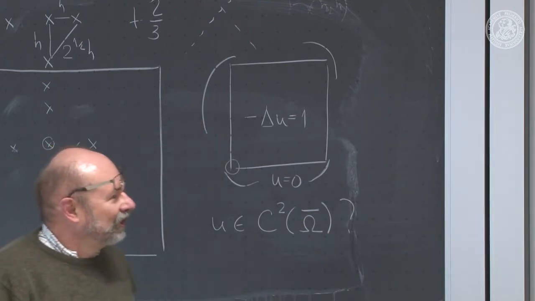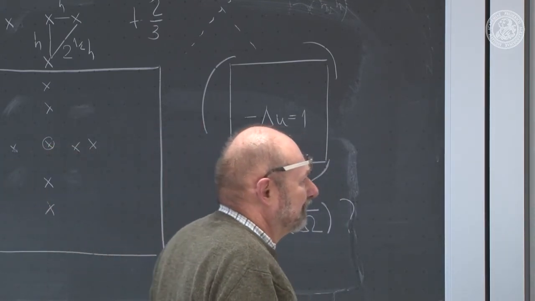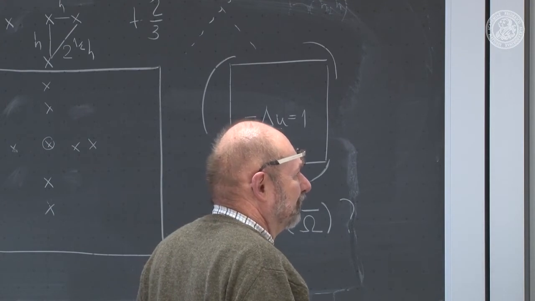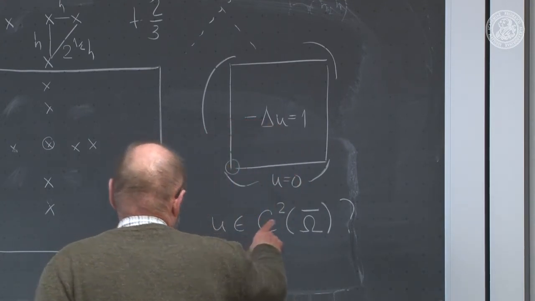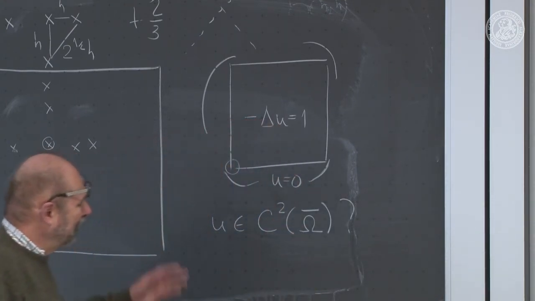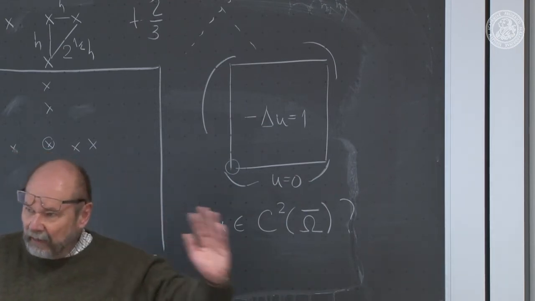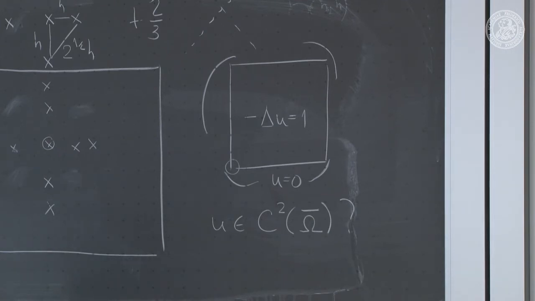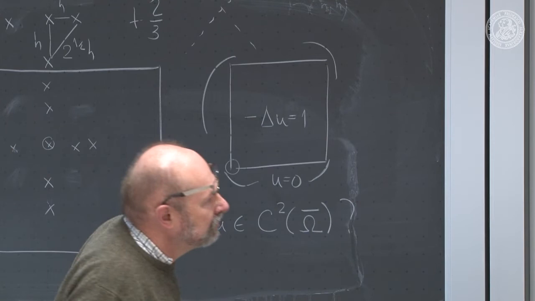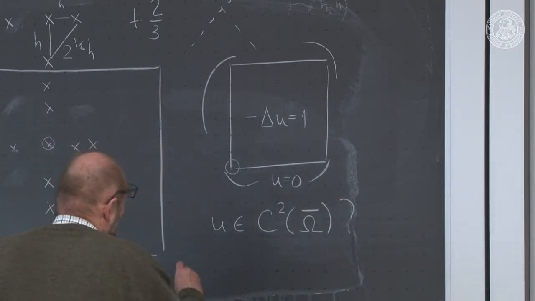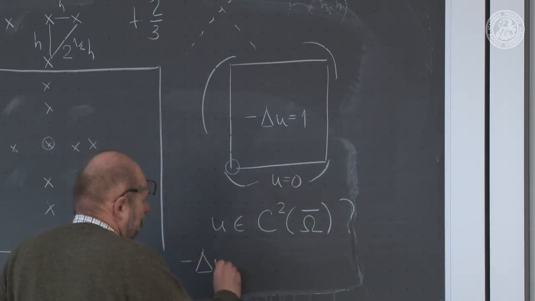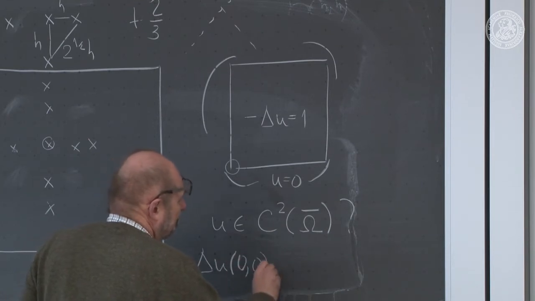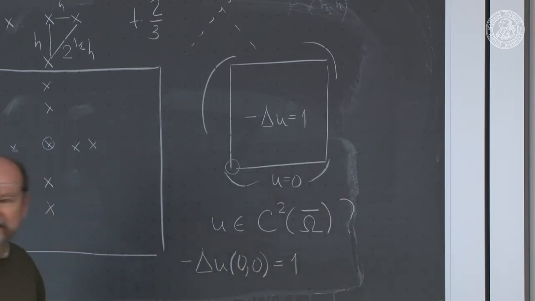So let's look at the corner points. So what happens with the corner points? Having the second derivative continuous up to the boundary also means that the differential equation is valid up to the boundary. So we select a corner point. It doesn't matter which, (0,0). If I take the solution at (0,0), then minus the Laplacian must be 1.